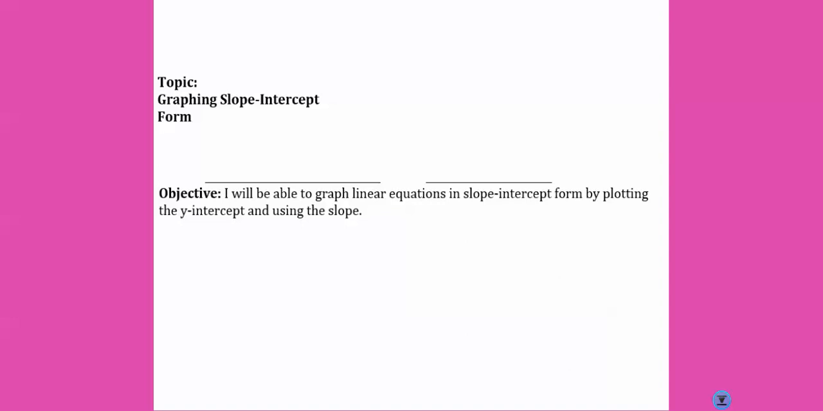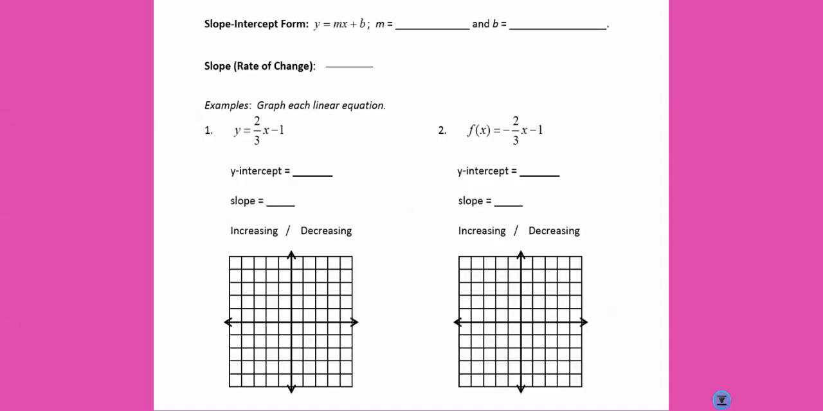Today we're going to be graphing slope-intercept forms. Our objective is that we will be able to graph linear equations in slope-intercept form by plotting the y-intercept and using the slope. So we've already learned that slope-intercept form is y equals mx plus b. M stands for our slope, and b is our y-intercept. Remember that slope is the rate of change, and for our graphing we're going to use rise over run.